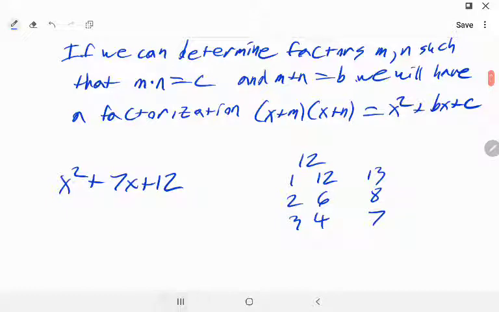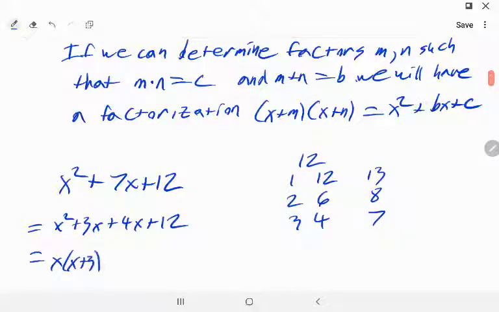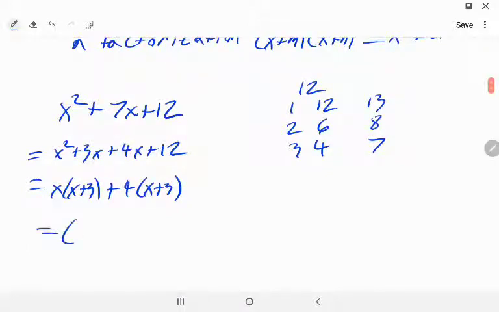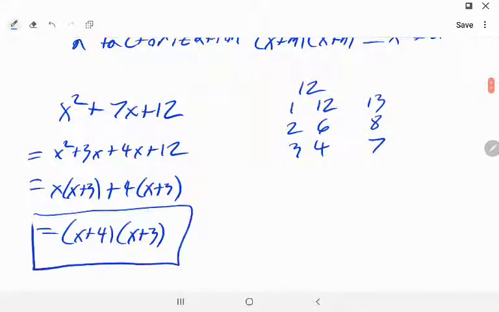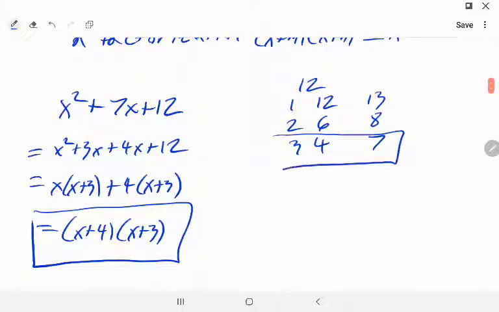And that works. So we notice that we can say x squared plus 3x plus 4x plus 12 equals x times the quantity x plus 3 plus 4 times the quantity x plus 3, which gives us the quantity x plus 4 times the quantity x plus 3, but we could have just written x plus 4 times x plus 3 as soon as we had that pair of factors 3 and 4. It's interesting to notice that once we've got the x squared and the c, there's actually a very short list of possible things that can be factored.